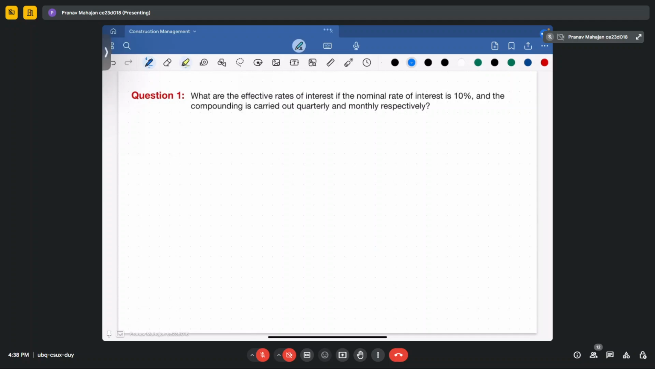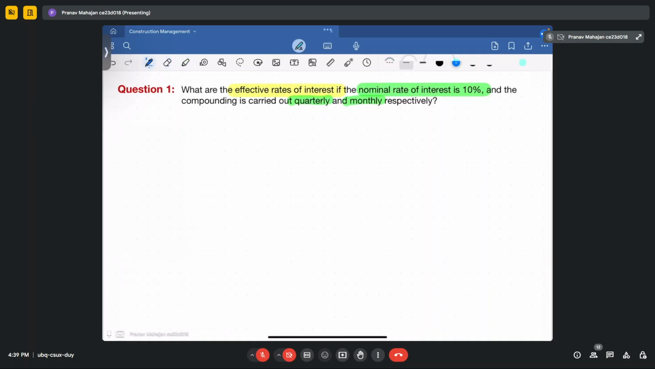So what does question one say to you? What is the effective rate of interest? You are expected to calculate the effective rate of interest if the nominal rate of interest is 10%, compounding quarterly and monthly respectively. So that means you are expected to calculate the effective rate of interest.